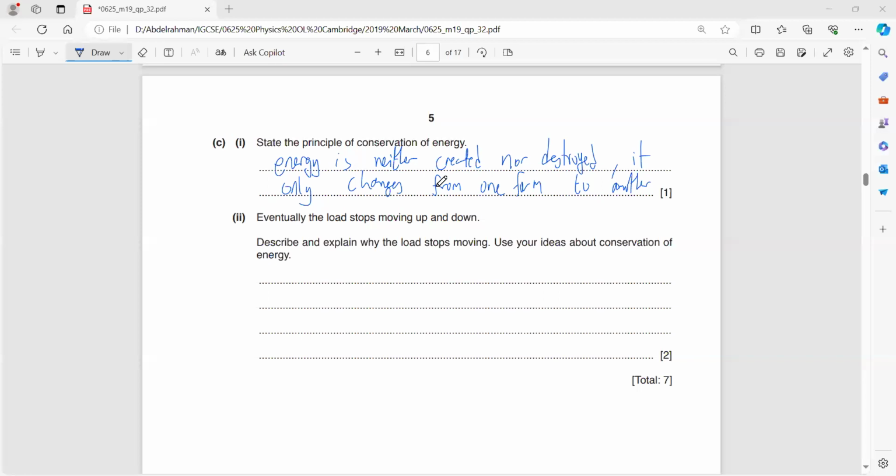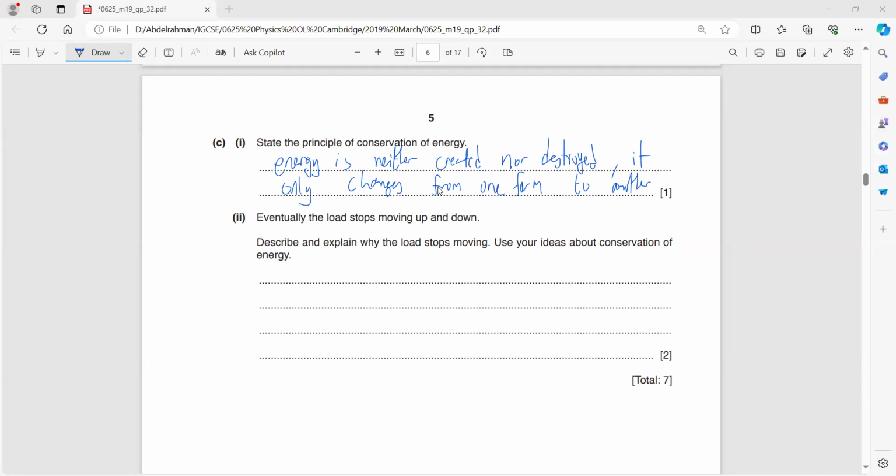It kept on moving. When you pulled it down, it kept on moving up and down. And then after a while, it stopped. Why does it stop? Due to it losing energy to its surroundings. Energy is lost to the surroundings. What type of energy was lost to the surroundings?